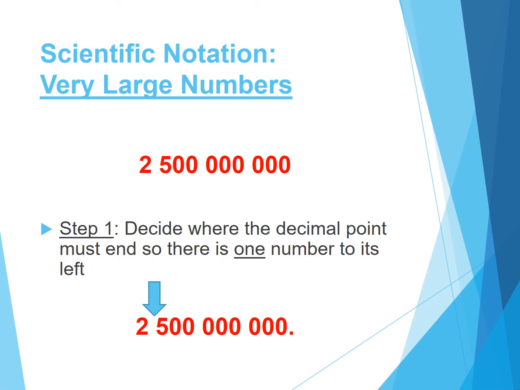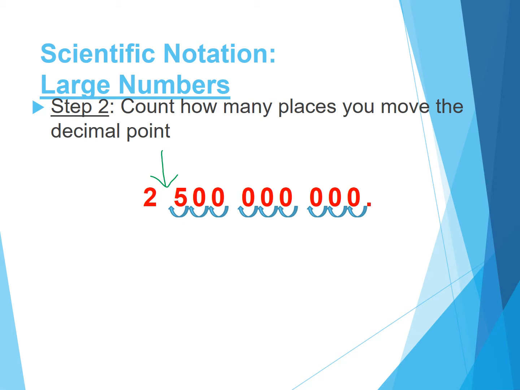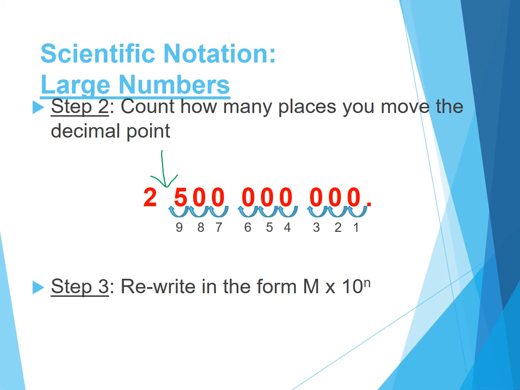So when we're dealing with very big numbers, the first thing is to decide where the decimal point must end. We only want one number to its left, so it's going to go between the 2 and the 5, because then only the 2 is on the side. We're going to count how many places we move the decimal point. So once again, remember we're moving it to here, between the 2 and the 5. We're moving that decimal point all the way to there. If you count that, it's going to be 9 spots.